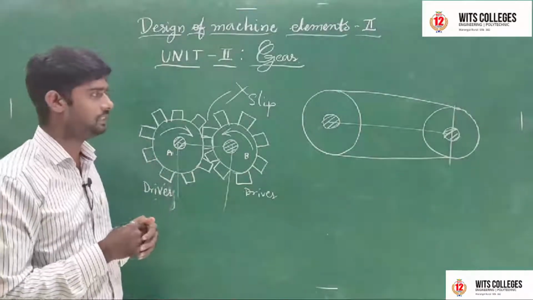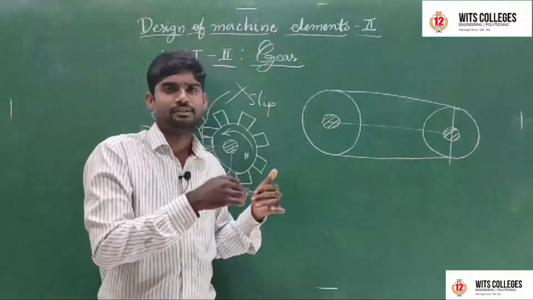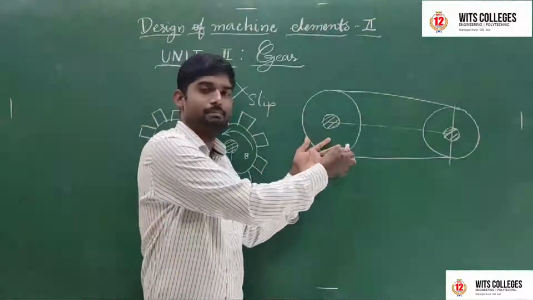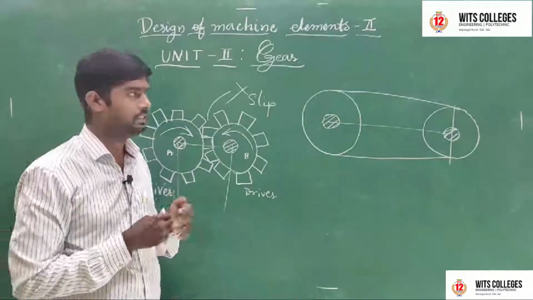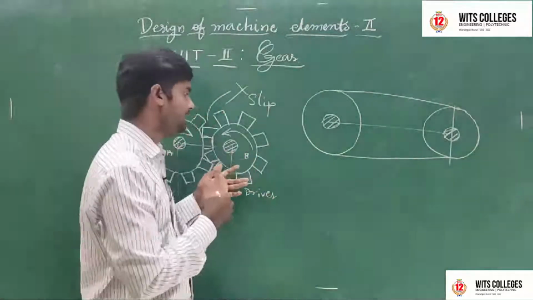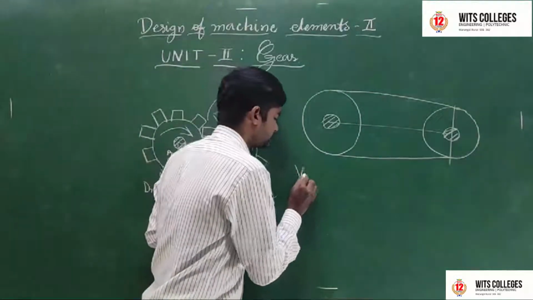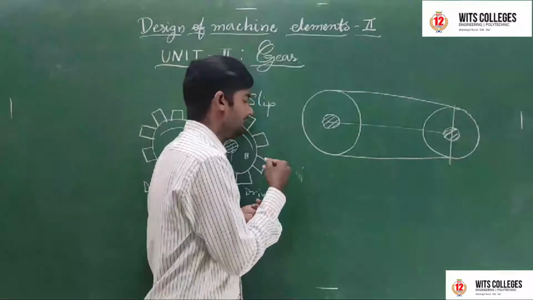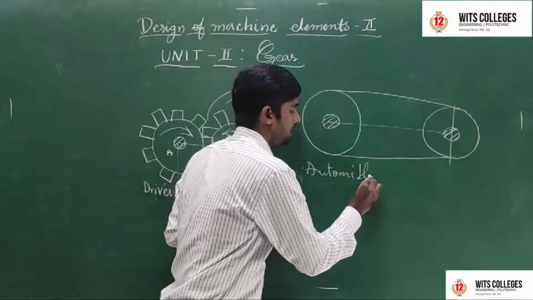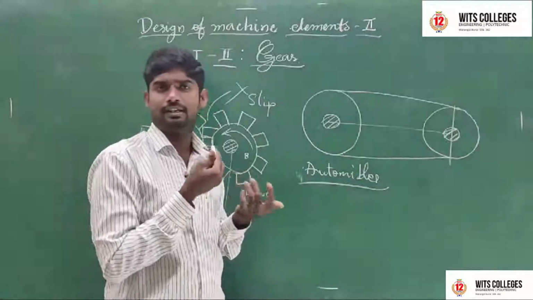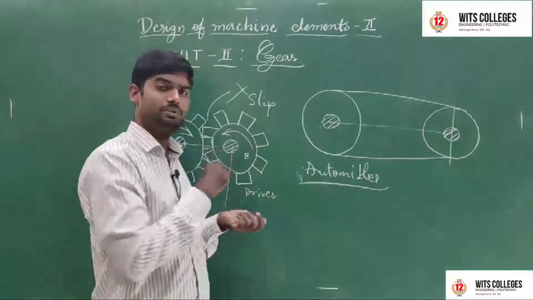Another thing is that the center distance between two shafts is less compared to a belt drive. In that case also we use gears. These are the uses of gears. Some of the important applications are vehicles, motor vehicles like automobiles, cars and lorries. We are using gears, and we are using chains also.